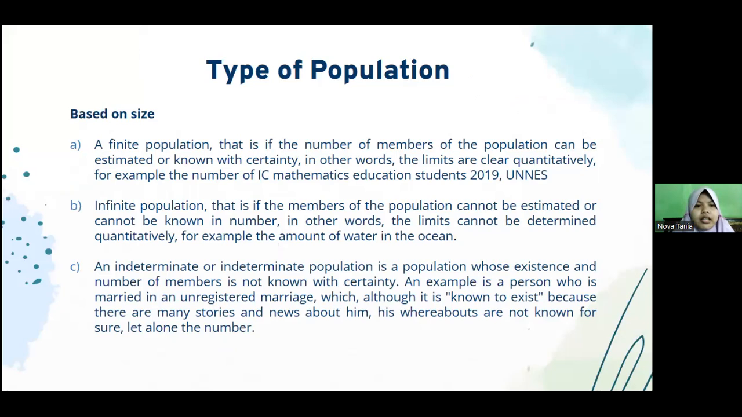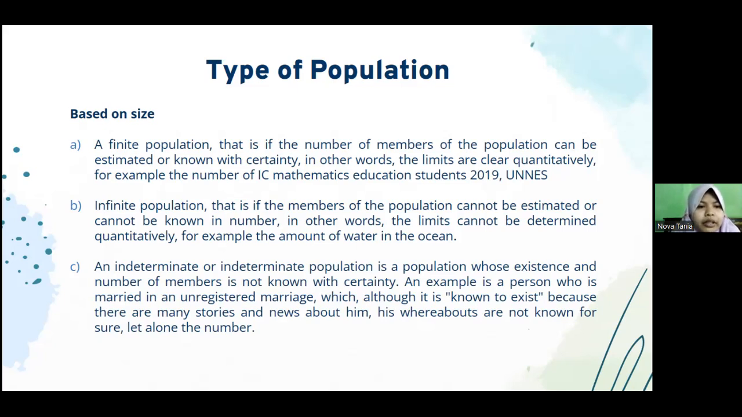Next, these are the types of population. The first type is based on size. There are three types. The first is finite population, second is infinite population, and the last is indeterminate population. The finite population is when the number of members of the population can be estimated or known with certainty. In other words, the limits are clear quantitatively. For example, the number of International Class Mathematics Education students 2019 UNES.